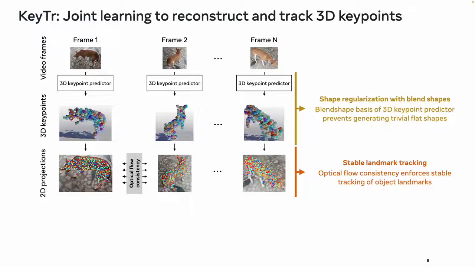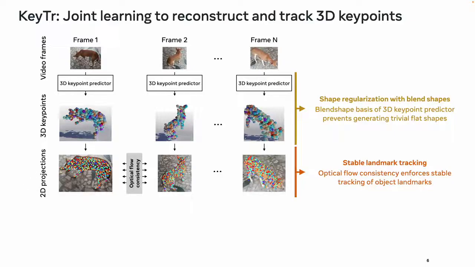We then force these individual 3D keypoints to actually cover interesting landmarks of the object foreground, and this is done by optimizing an optical flow consistency loss, which takes the 3D keypoints, projects them into images, and makes the 2D keypoints consistent with the measured optical flow.